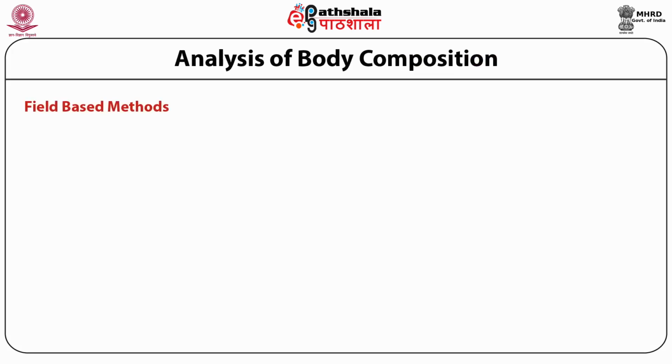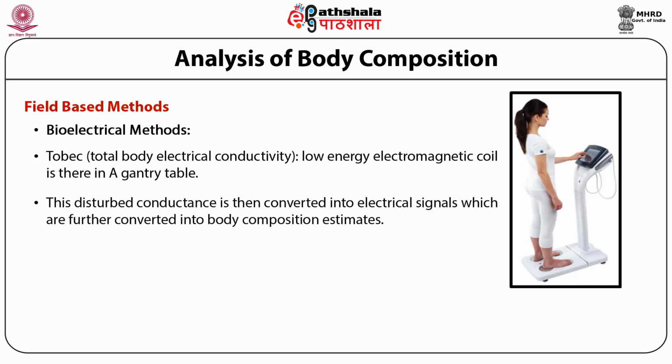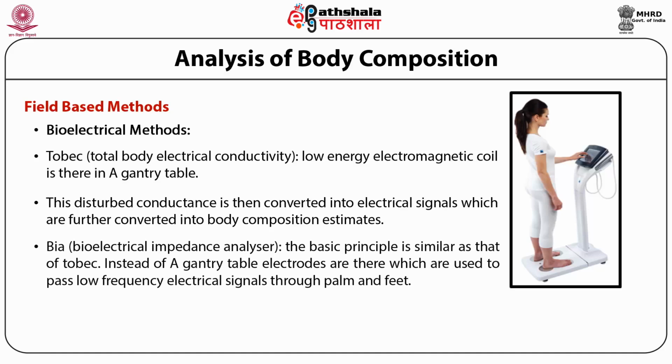There are certain field-based methods also which can be used. Bioelectric method, TOBEC, that is total body electrical conductivity. In this, a low energy electromagnetic coil is there in a gantry table. The body is made to traverse the coil, which creates disturbances in the measured conductance because of water and electrolytes present in the body. This disturbed conductance is then converted into electrical signals, which are further converted into body composition estimates.